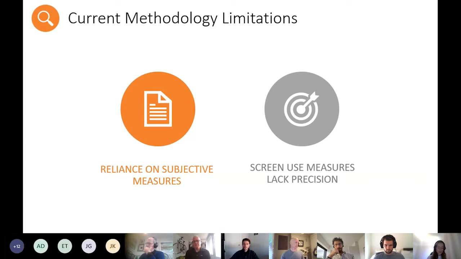The second limitation is that most of these measures lack precision. They measure total screen time, and they don't often take into account the type of content or context of children's screen use. For example, they don't take into account if the child is watching an educational program versus an entertainment program, or if the child is watching television alone or with a parent. And these factors have been shown to have different effects on children's outcomes.